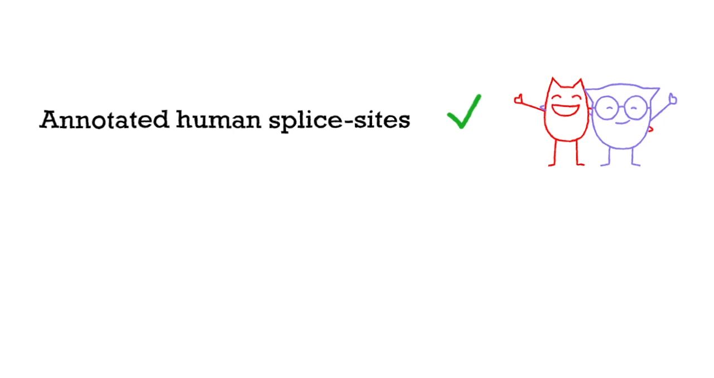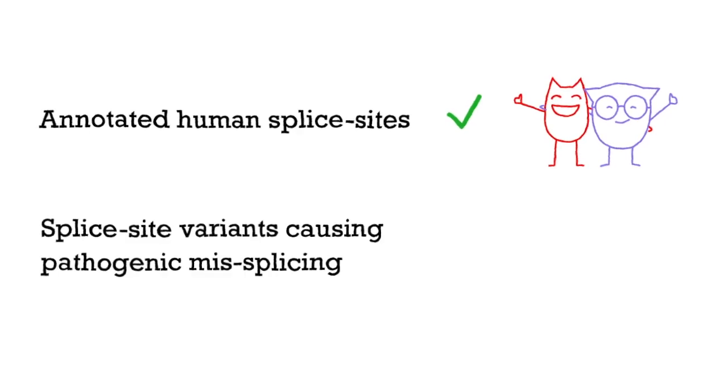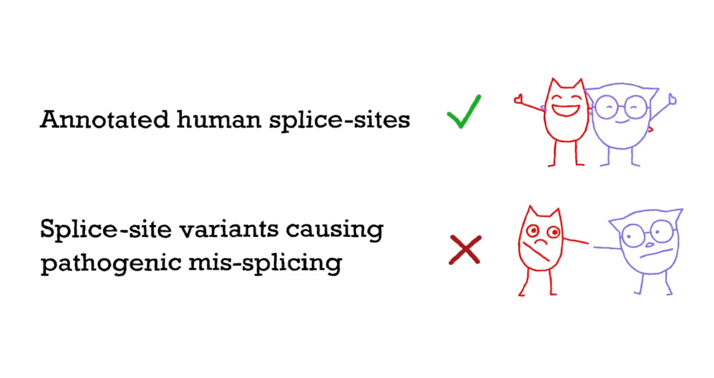GENEie works on the simple logic that annotated human splice sites are known to work, whereas splice site substitutions causing pathogenic missplicing in rare disorders are known to not work. Similar impact and same sequence variants interrogate these simple splicing rules.